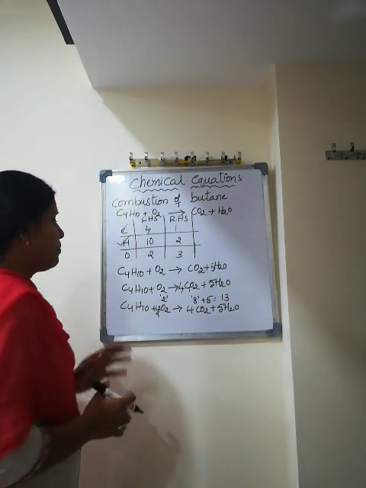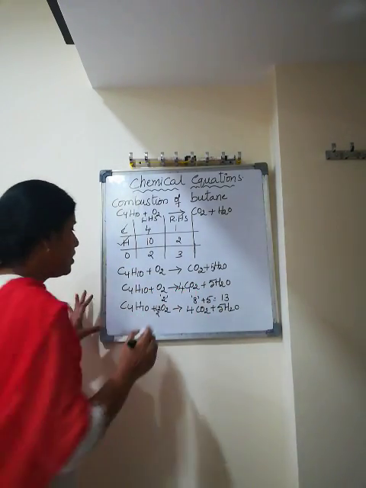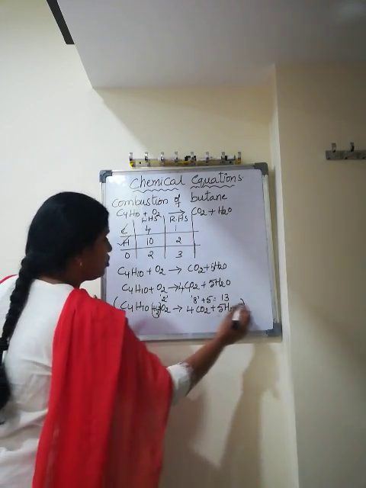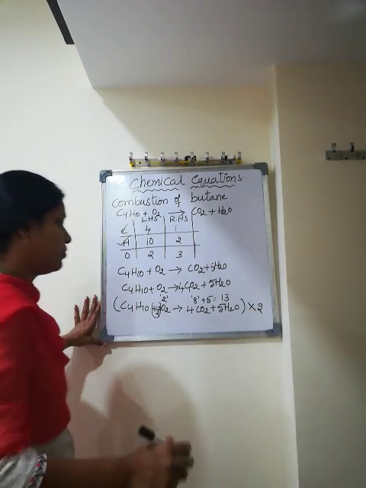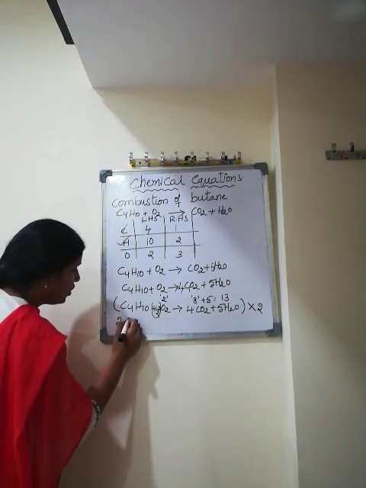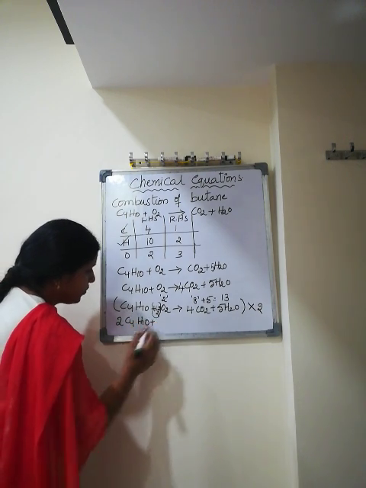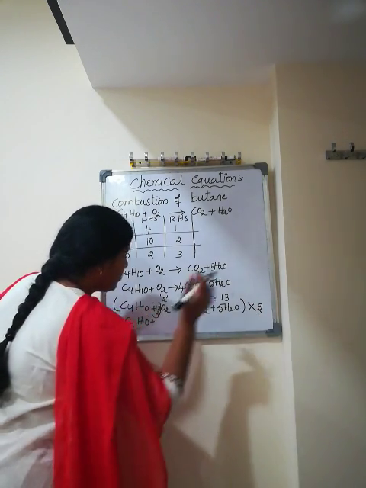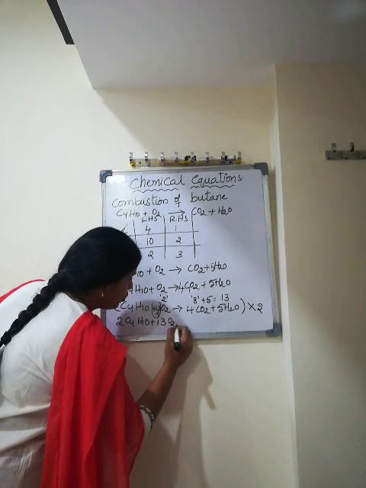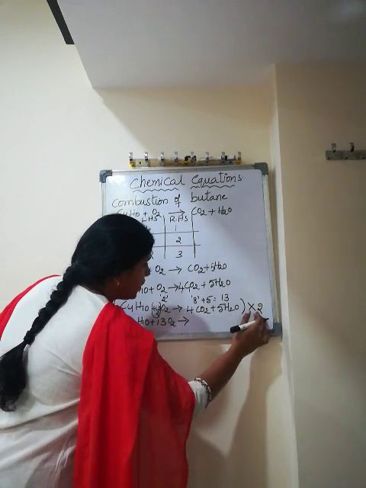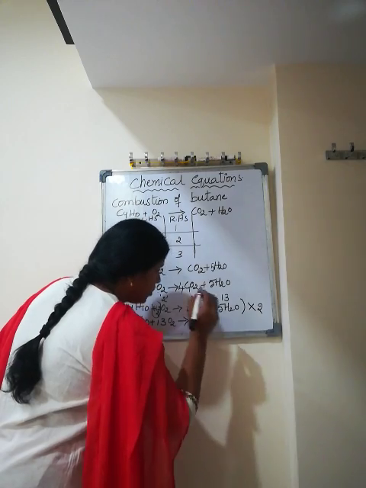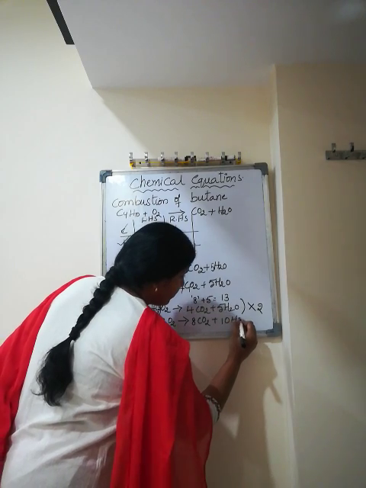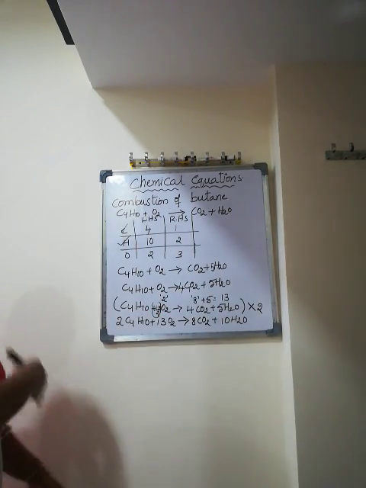But if you observe, in any balanced chemical equation, a rational number should not be there. So what you have to do is multiply the total equation by 2. If you multiply the total equation by 2, then you will get 2C4H10 plus 13 by 2, that is 6.5, into 2, you will get 13O2 gives rise to 4CO2 into 2, that is 8CO2, plus 5H2O into 2, that is 10H2O. Now this is the balanced equation.